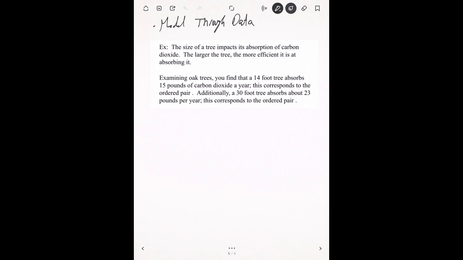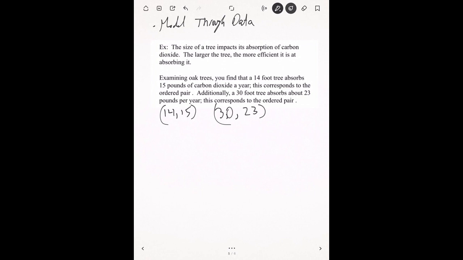So we're going to estimate that we've got an oak tree, and it is a 14-foot tree, and it absorbs 15 pounds of carbon dioxide a year. And this corresponds to the ordered pair, and I know for some reason it didn't get copied down in the text, but this would be the ordered pair 14, 15. So for a 14-foot tree, it can take in about 15 pounds of carbon dioxide. So for a 30-foot tree, it could take in 23 pounds of carbon dioxide. So that ordered pair, 30 and 23.